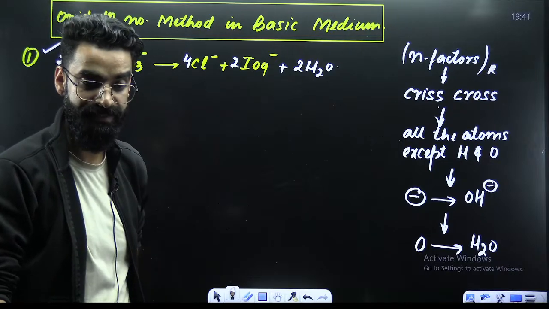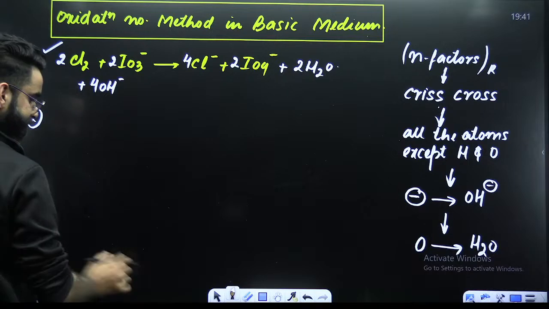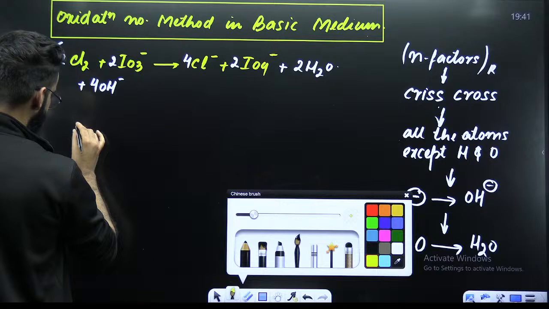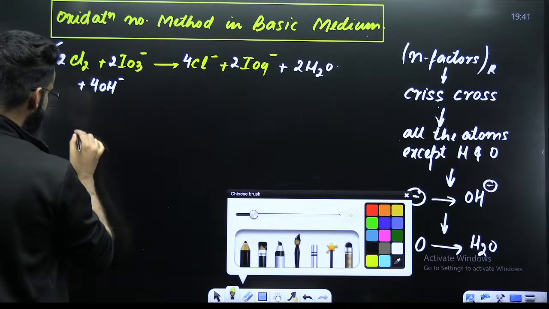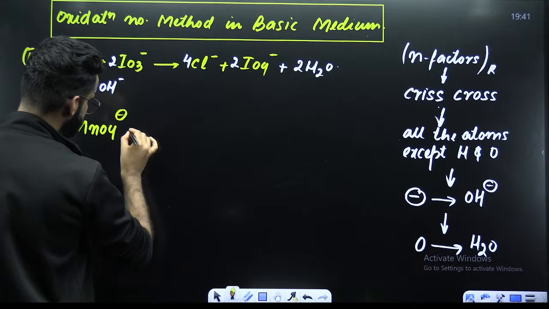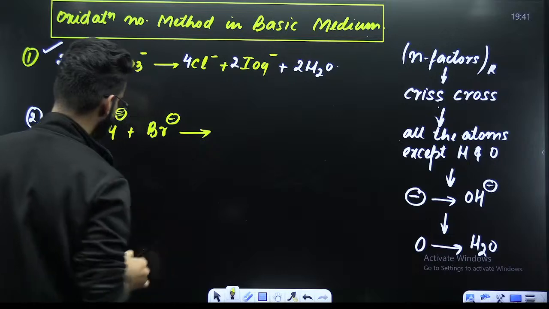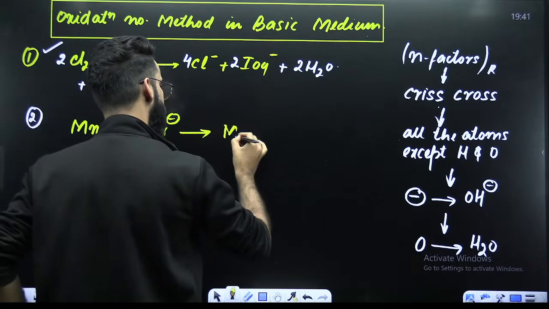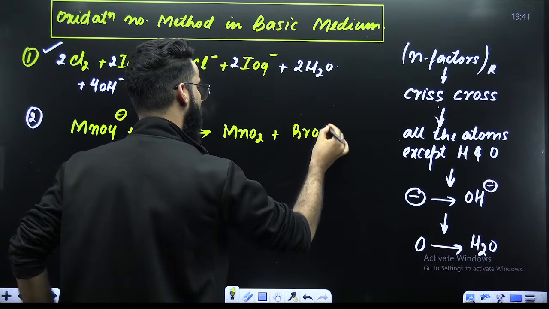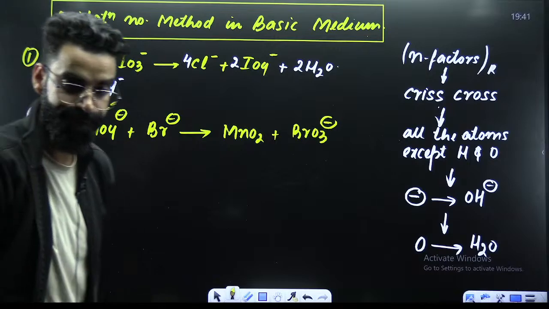I hope I'm clear with this. Let's take one more example so that it becomes properly clear. Let's say you've got the reaction like this: MnO4 negative plus Br negative gives MnO2 plus BrO3 negative. You need to balance this reaction, for example, in basic medium, right?